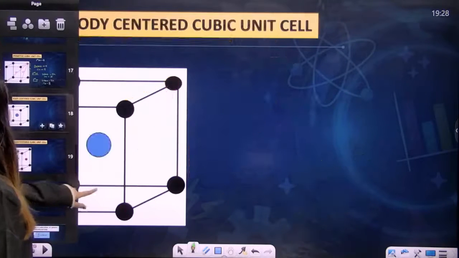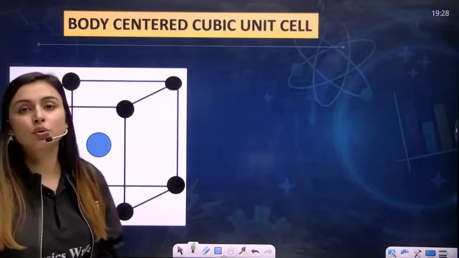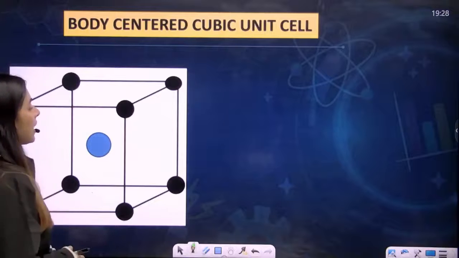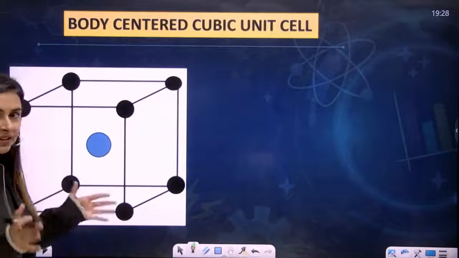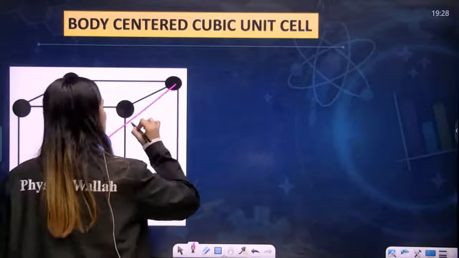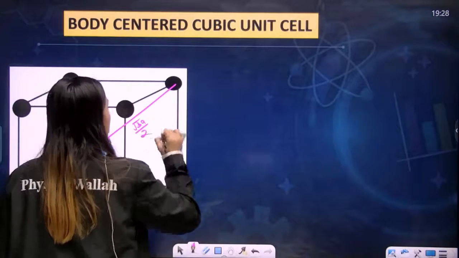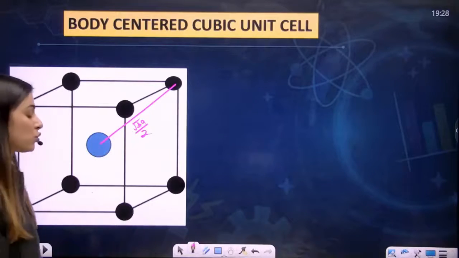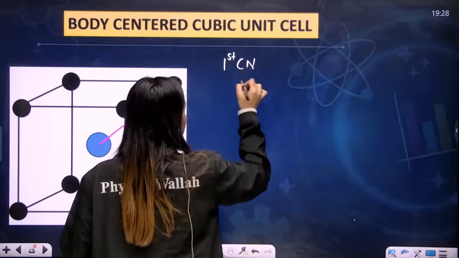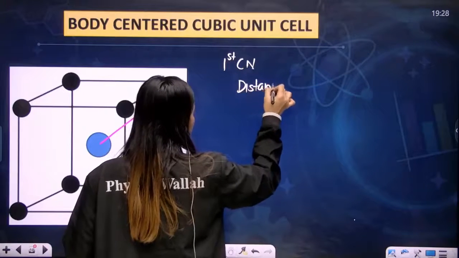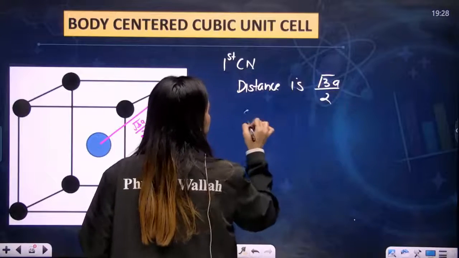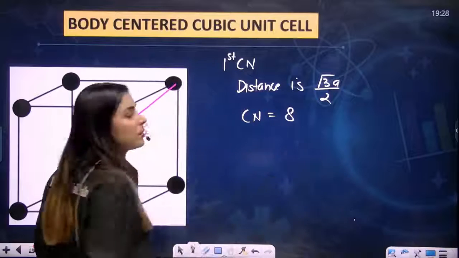Now let's try to apply this in the body-centered cubic unit system. I have to find out the minimum distance. I know that the minimum distance here would be this, which is root 3a by 2. This we have already discussed, right? So this is the minimum distance. So can I say that the first coordination number distance is root 3a by 2? Since the distance is a multiple of root 3, the coordination number would be 8.